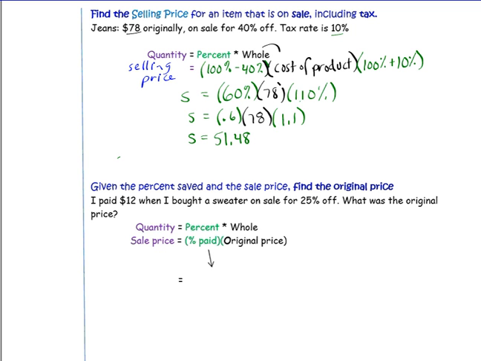What that means is the selling price, including tax, is $51.48.